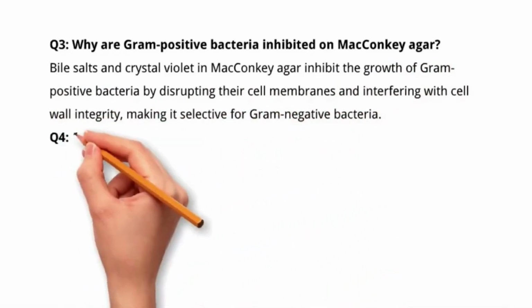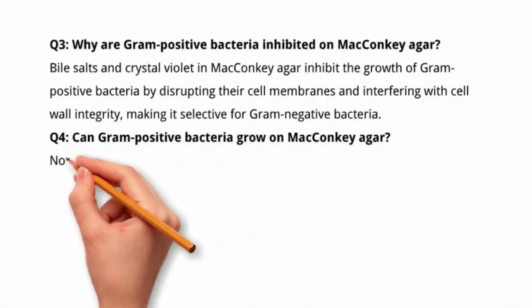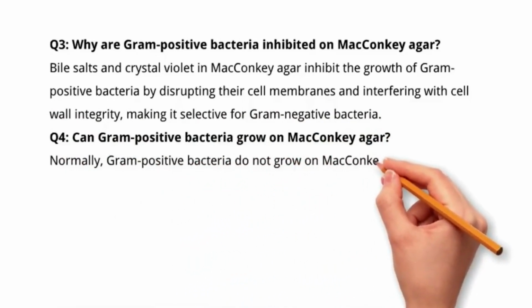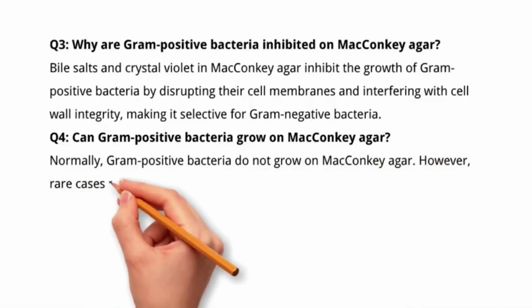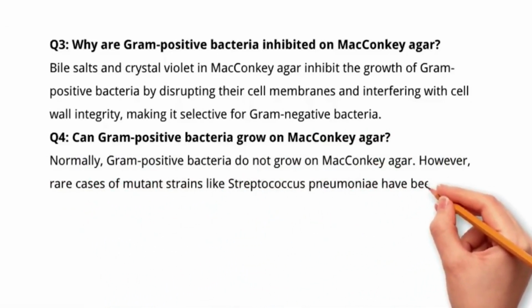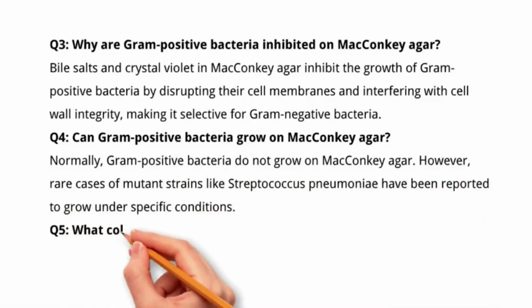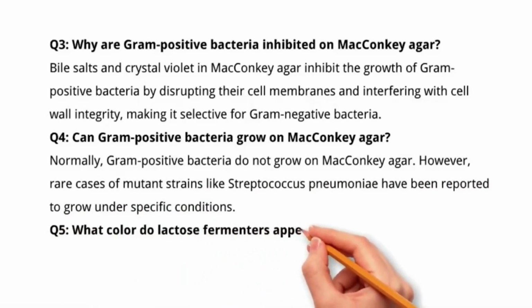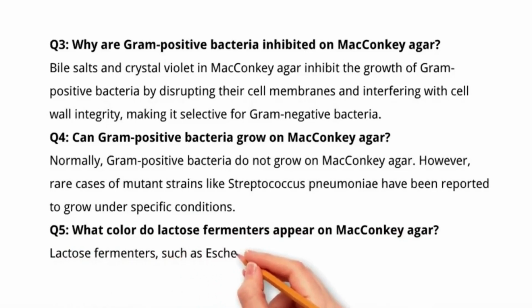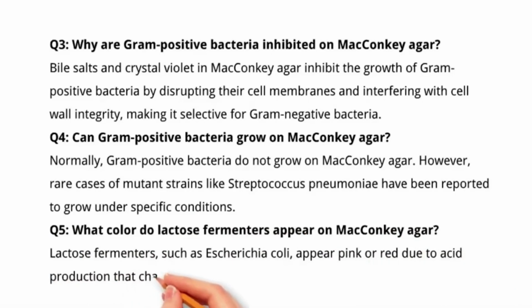Question 4. Can gram-positive bacteria grow on MacConkey agar? Normally, gram-positive bacteria do not grow on MacConkey agar. However, rare cases of mutant strains, like Streptococcus pneumoniae, have been reported to grow under specific conditions. Question 5. What color do lactose fermenters appear on MacConkey agar? Lactose fermenters, such as Escherichia coli, appear pink or red due to acid production that changes the pH indicator's color.